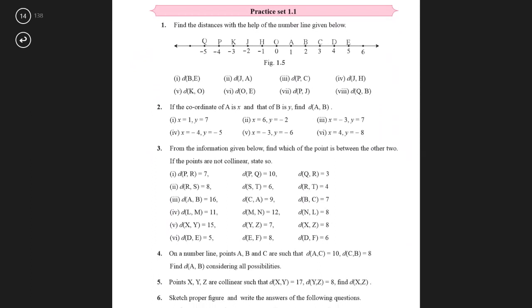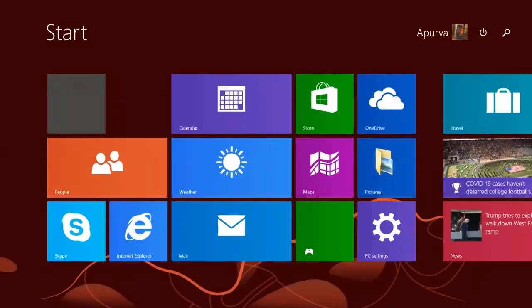Now, the first question is to find the distance of BE. Carefully look at the point B. What is the coordinate of point B? 2. Look at point E, which has the coordinate 5. So you have 2 and 5. Which is the bigger coordinate? 5. Which is the smaller one? 2. What will be the distance between them? 5 minus 2, which is equal to 3. I'll show you how to solve this.